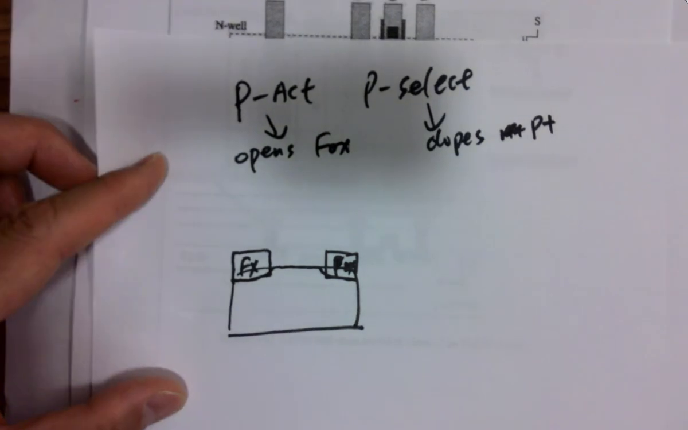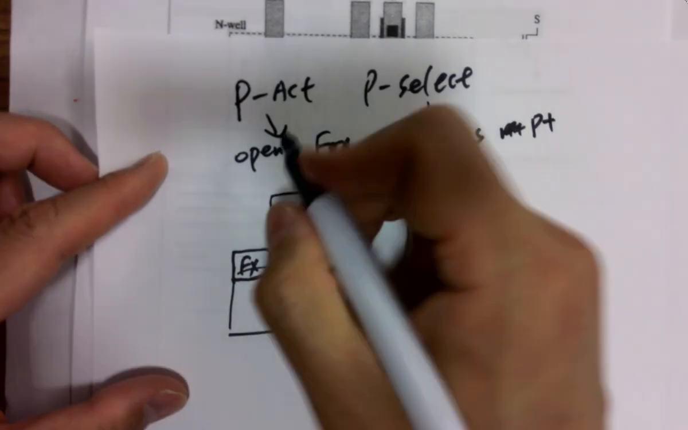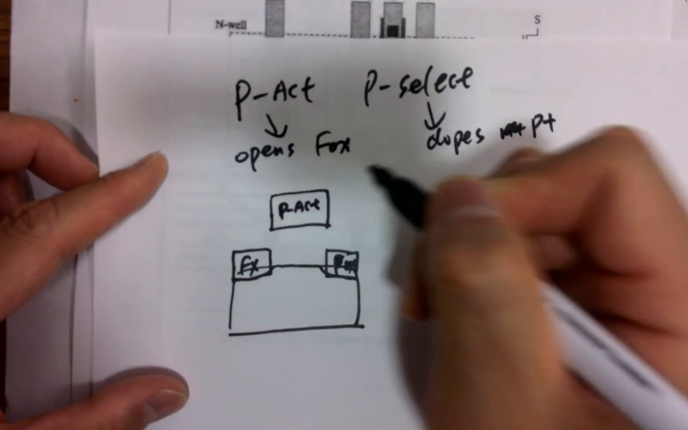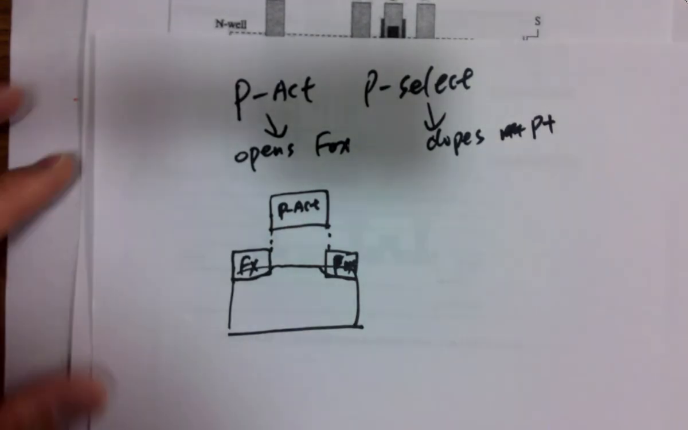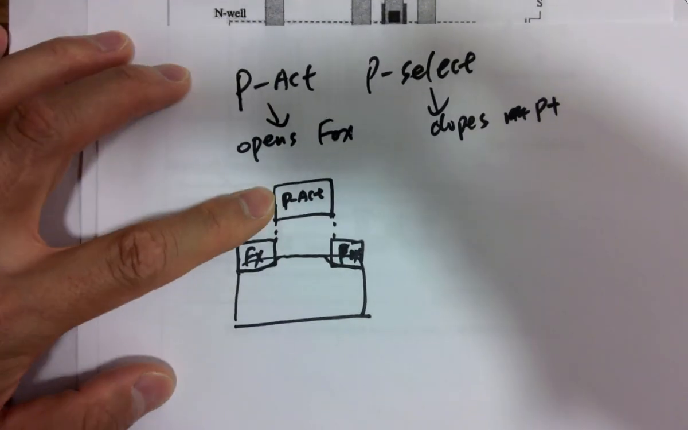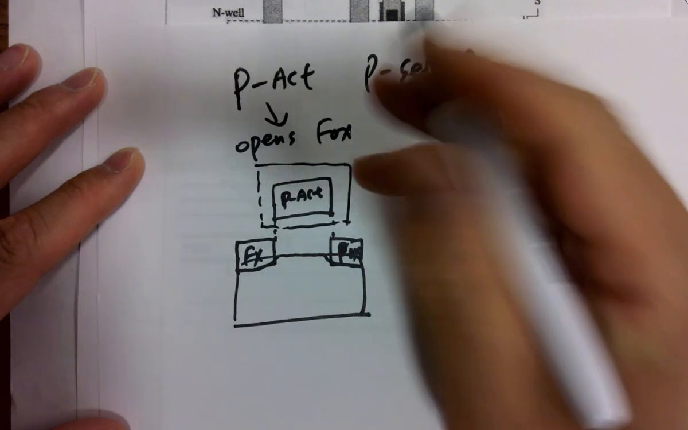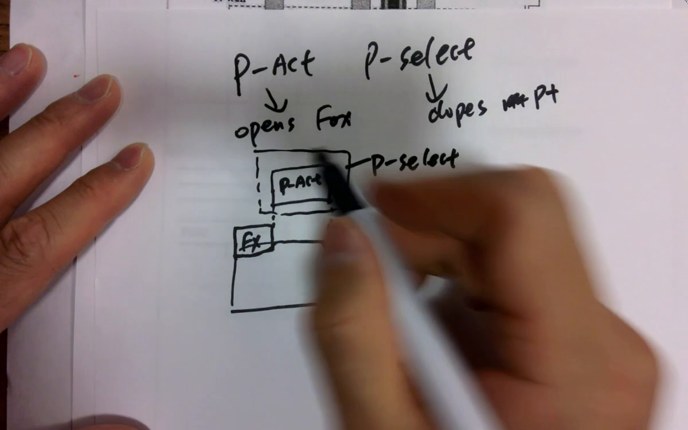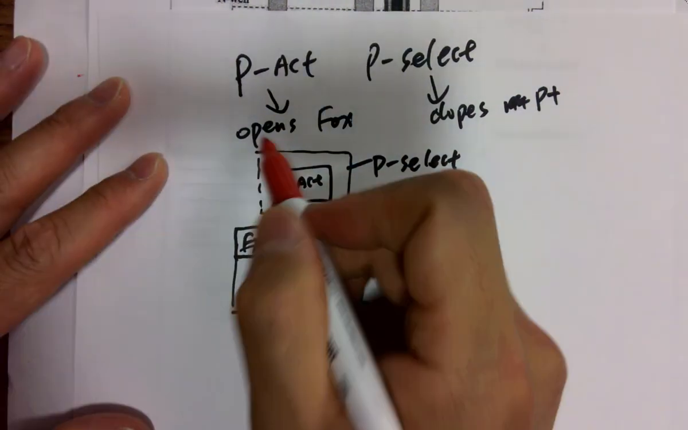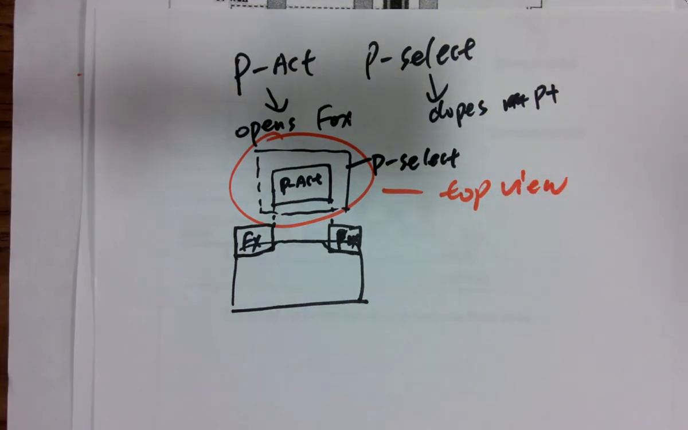All right, so this one is getting opened if you have a layer of this P act. It opens up the Fox exactly at here. So why do I draw a little square on the top? Do you know what I'm doing here? This whole thing here is the top view, which can be confusing. So I'm actually showing a layout: a P act surrounded by a bigger box, which is a P select.